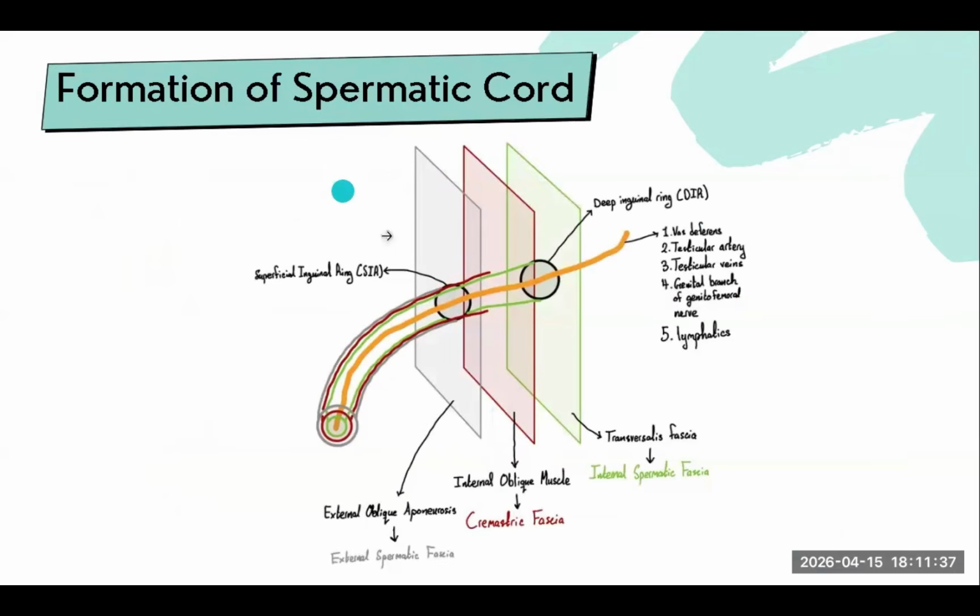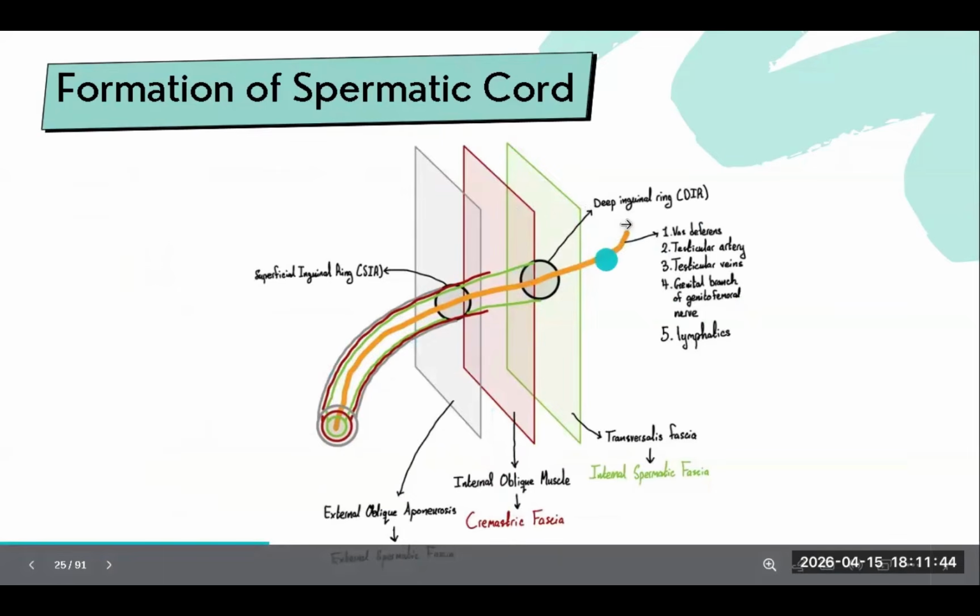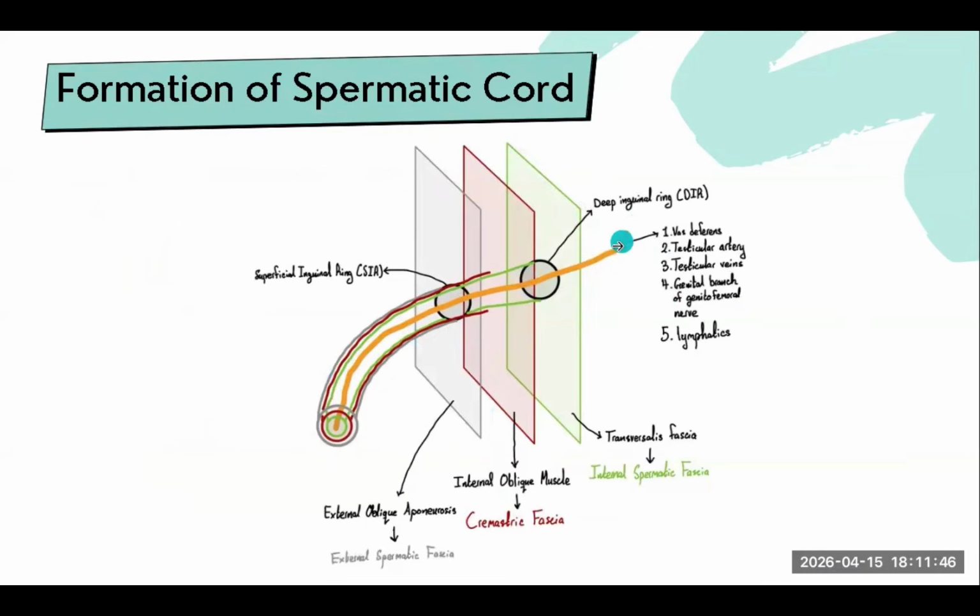Now, not only does the testes have to descend, but also the spermatic cord has to descend all the way from the abdomen. I summarize all of the spermatic cord contents into this orange line for illustrative purposes, okay? You guys should know the structures, by the way, they're very important. First structure is the vas deferens. Then we have the testicular artery, testicular veins, genital branch of genitofemoral nerve, and lymphatics. You guys should know these at least. So the journey is not simple.